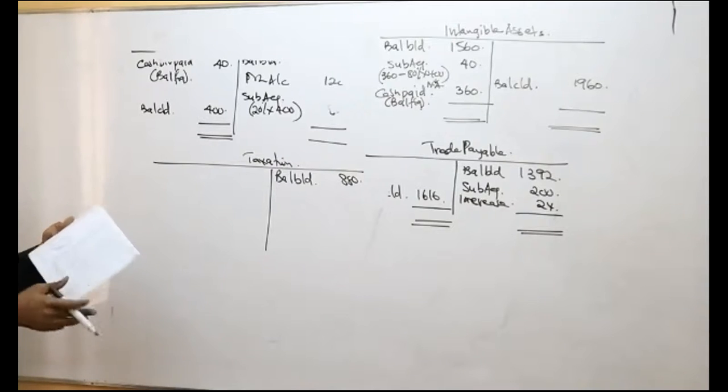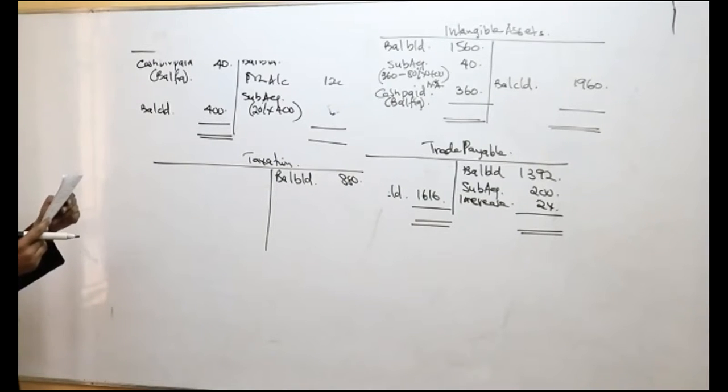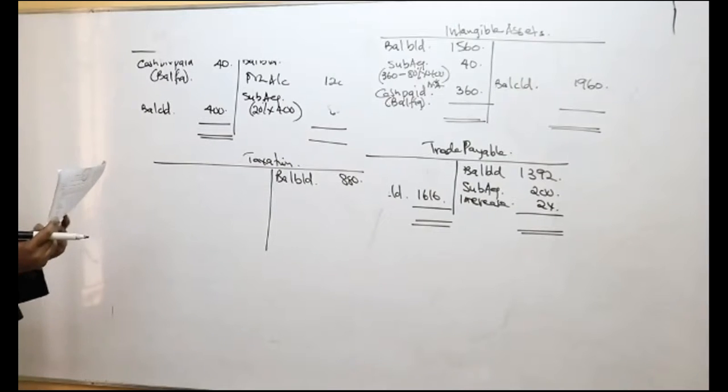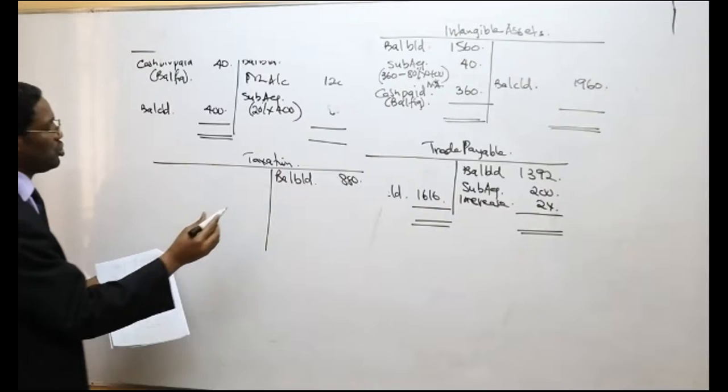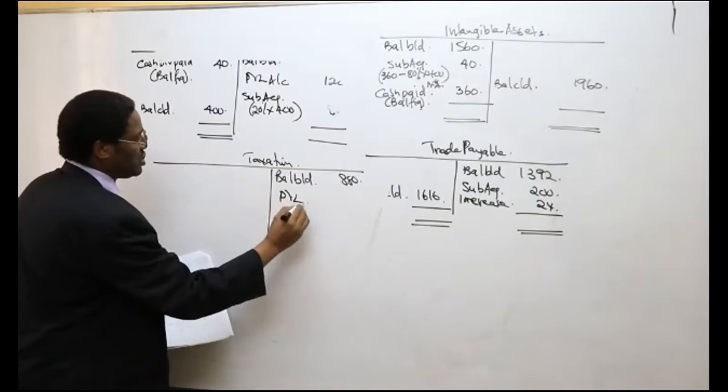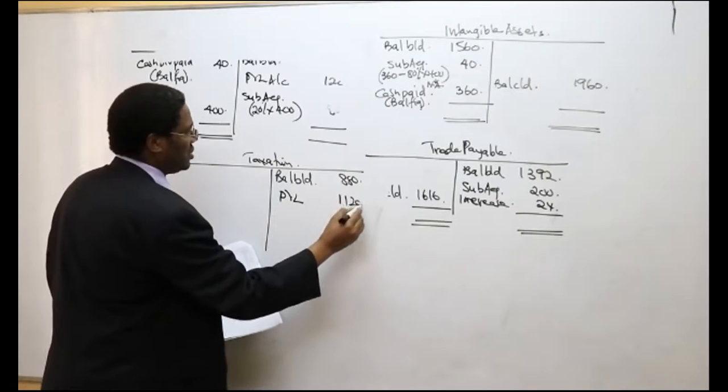And from the income statement, this year, sorry, from the income statement, the tax charge this year was given as 1120. You know it's normally debited in the profit and loss, so we come and credit, that is 1120.